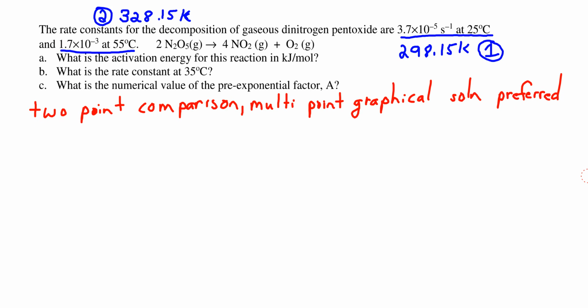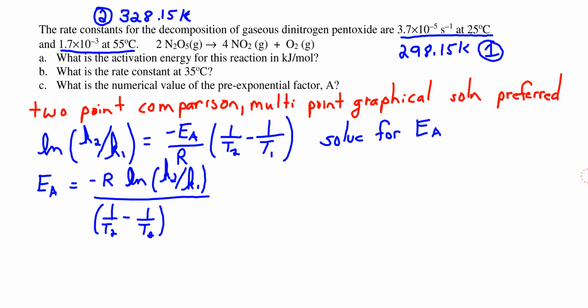This is a problem involving the Arrhenius equation. We're comparing the rate constants obtained at two different temperatures and asked to calculate the activation energy, EA. This is not the most accurate way of doing it. There's only 2 points. What would be preferred is if there were more than 2 points and you do a graphical solution. But here we have 2 points, and we can arrive at an estimation for the activation energy.